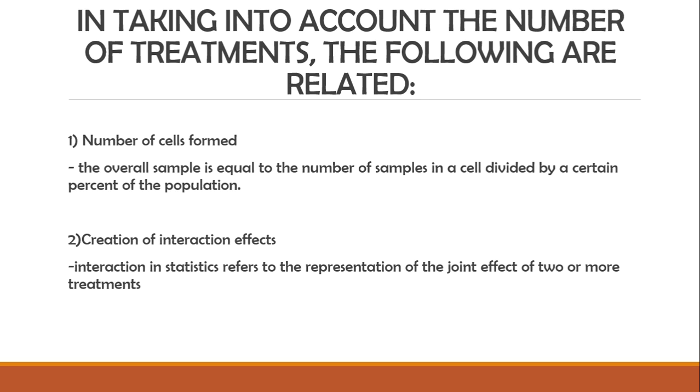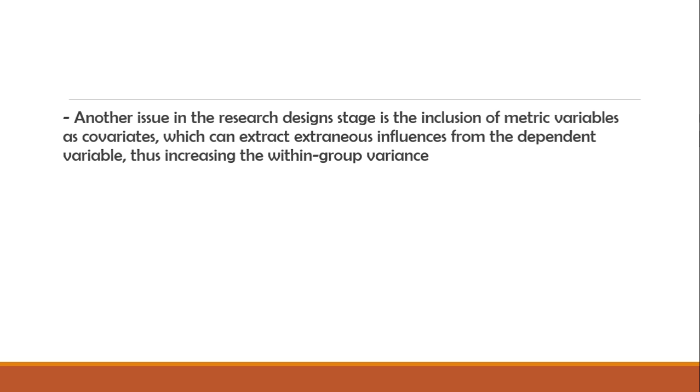Number 2, creation of interaction effects. Interaction in statistics refers to the representation of the joint effect of two or more treatments. Another issue in the research design stage is the inclusion of metric variables as covariates, which can extract extraneous influences from the dependent variable, thus reducing the within-group variance.